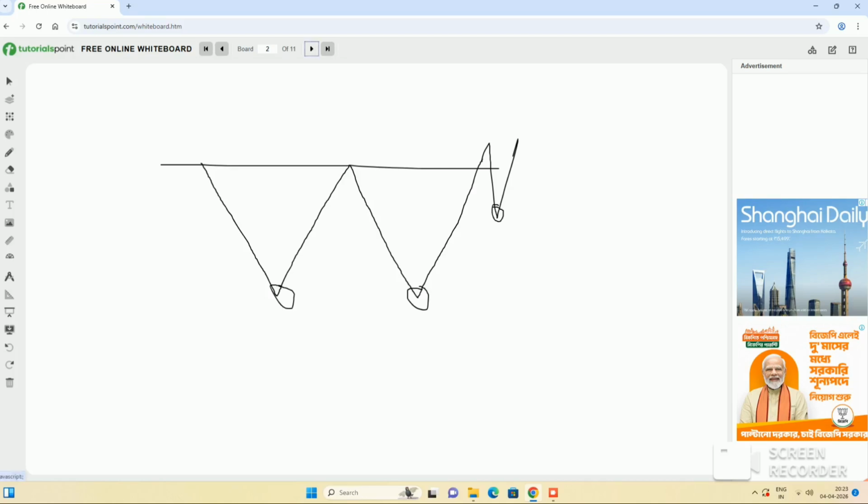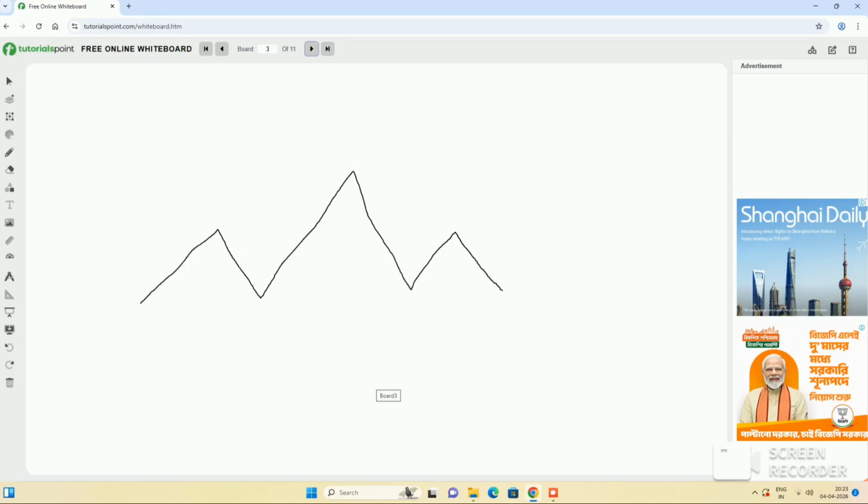So let me come to the next pattern, and that is called the head and shoulders pattern. This is called the left shoulder, this is called the right shoulder, and this is the head.